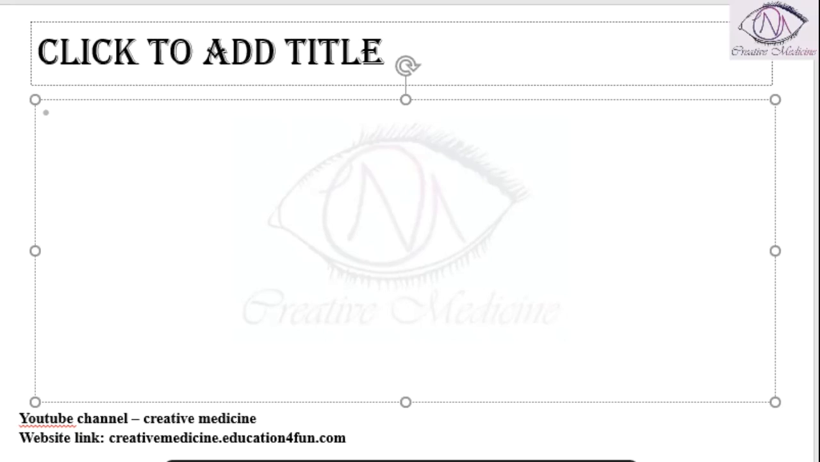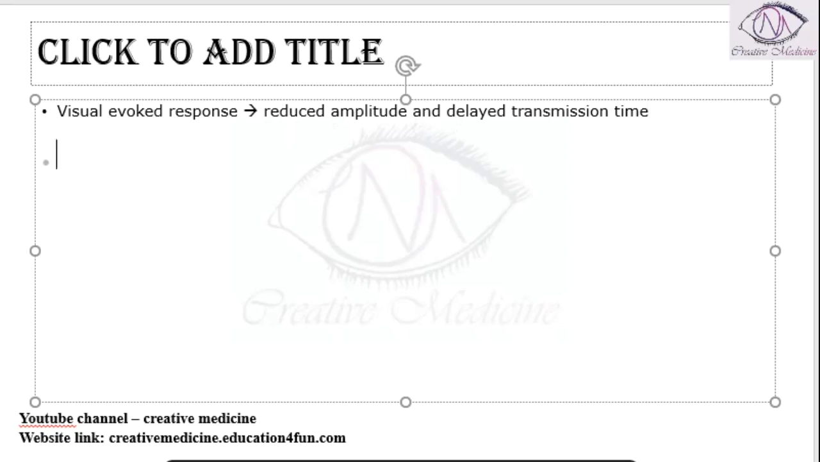In optic neuritis, we can do a visual evoked response. When we do a visual evoked response, we see that, because of the inflammation of the optic nerve, there is reduced amplitude and delayed transmission time in the visual evoked response.